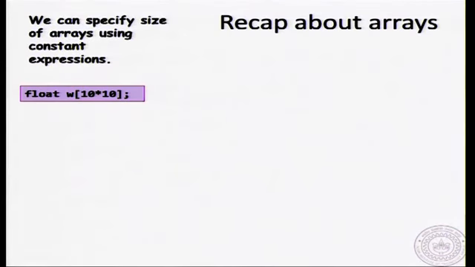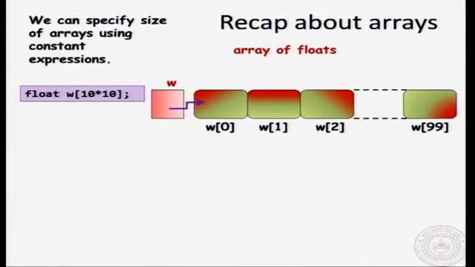Now, it is not important that we use numbers as the size of the arrays. We can also use constant expressions. For example, we can say float w[10*10]. Instead of saying 100, we can give an arithmetic expression which evaluates to 100, and this has the same effect. It will allocate an array of 100 elements starting from w[0] through w[99], and there is a separate box called w which holds the address of the first location.